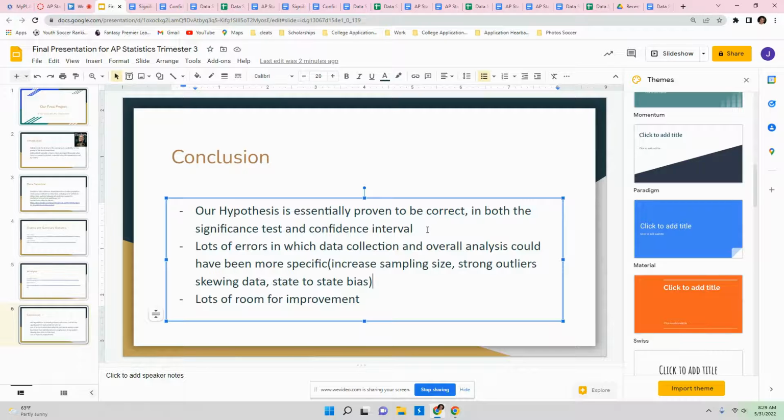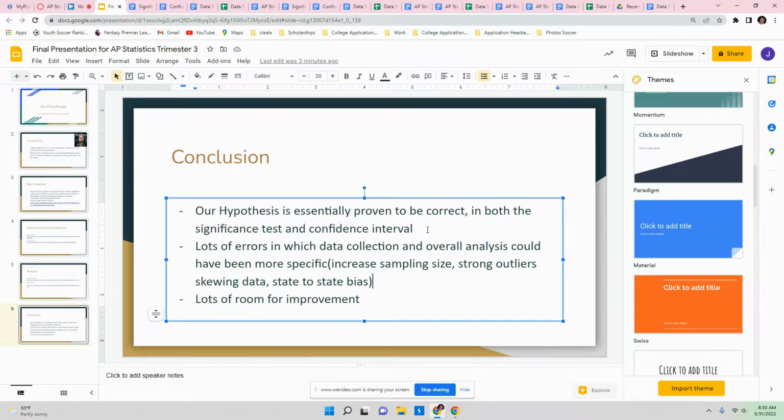In terms of changing our study, we believe there were a lot of errors in this data collection, and the overall analysis could have been a lot more specific. So we really think an increased sample size would have helped here. Perhaps 100 instead of 30 top 150 university cities would have been a lot better. We also thought that the strong outliers could have really skewed the data. As you saw with ones like Stanford and Wesley being in there twice, those could have really affected our data in the long run.